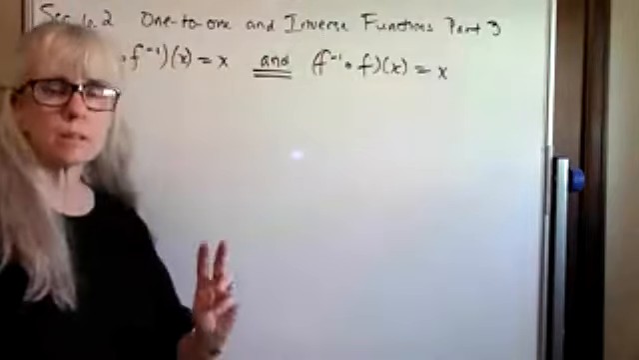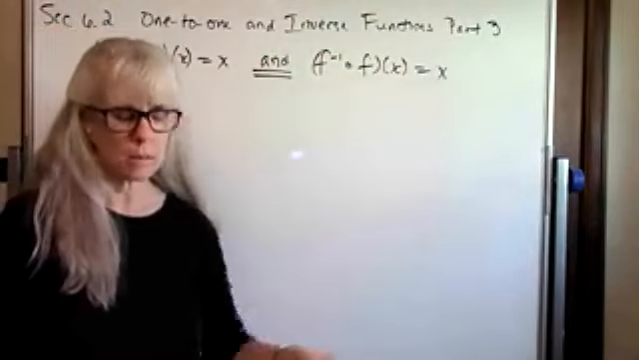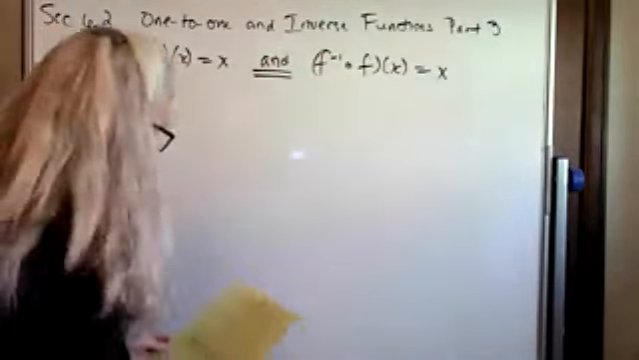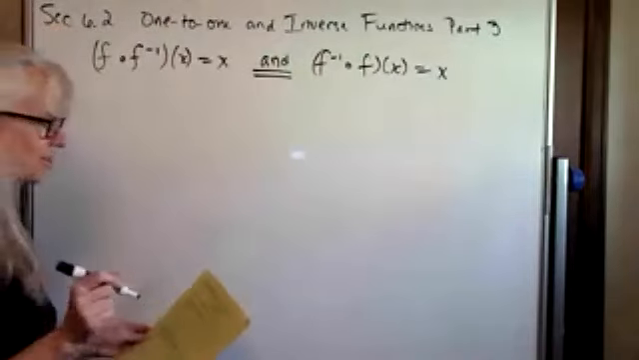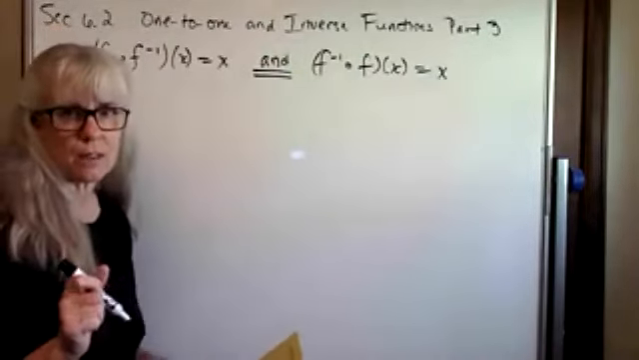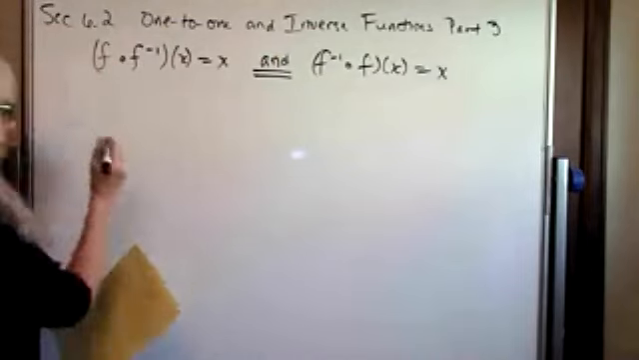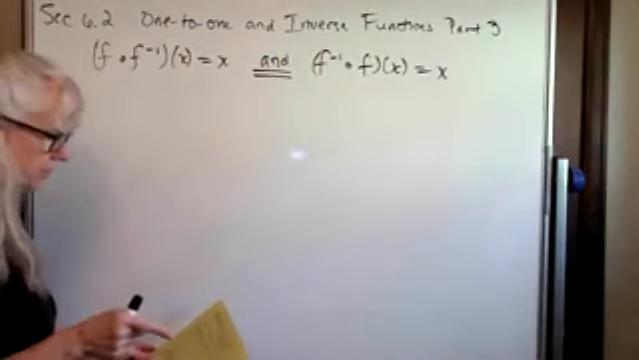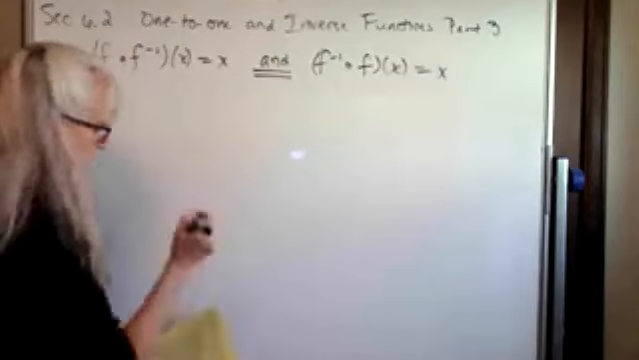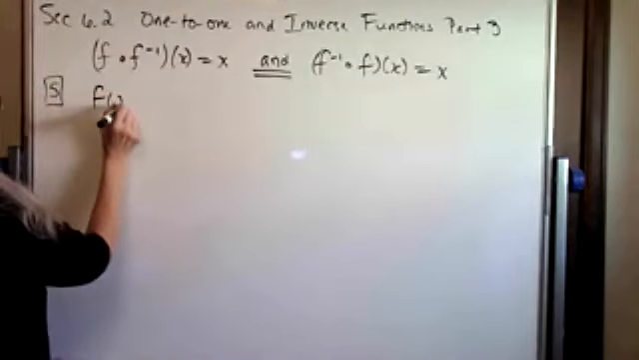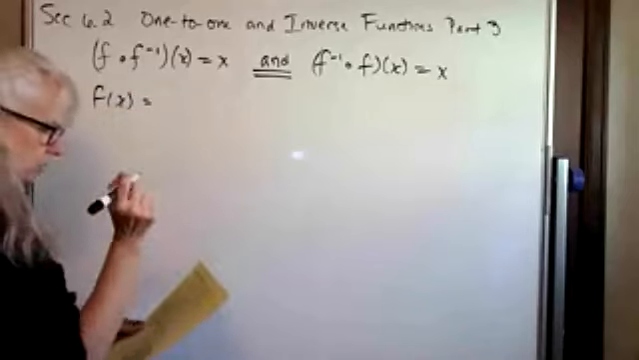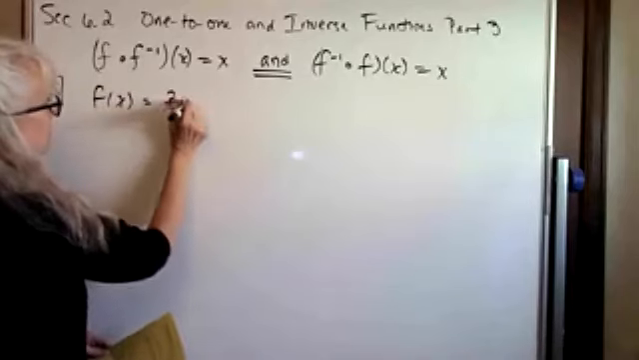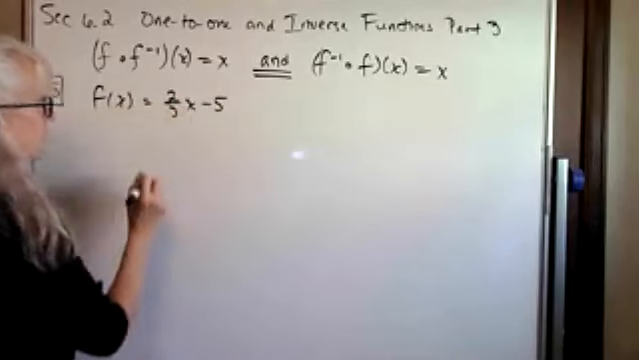And you did a couple of these in the previous section, setting us up for this. So this is the only method. This is the only method you can use in our class to verify the inverse function. So example 5 says, use the algebraic method to find the inverse and then verify the inverse you found is correct. So we're going to do f of x is equal to 2/3 x minus 5. So let's go find the inverse.